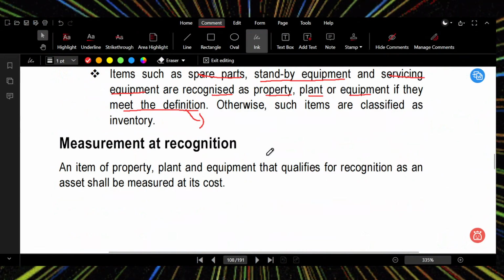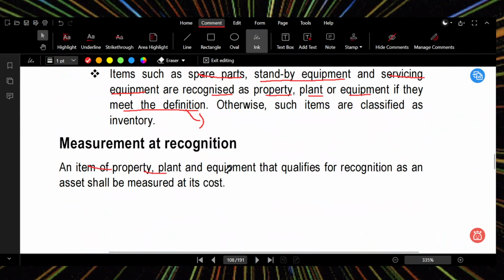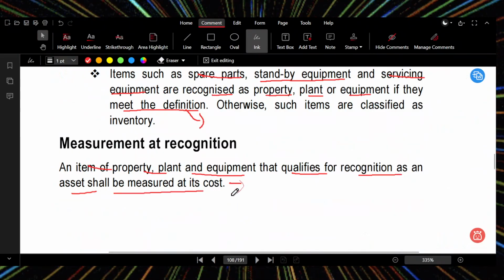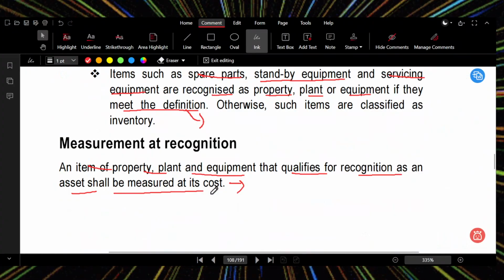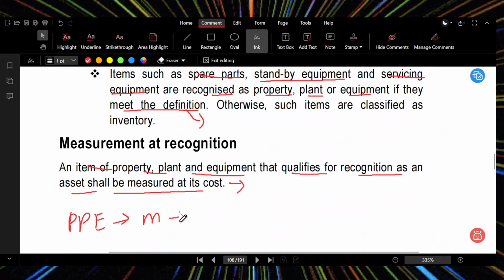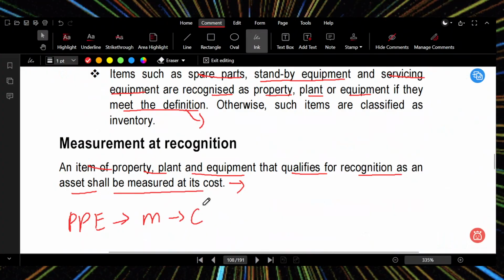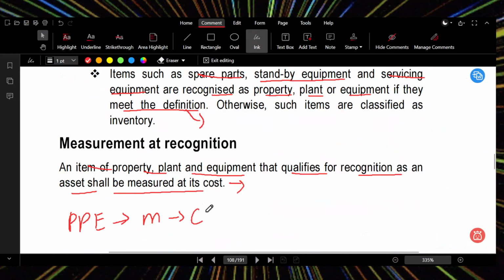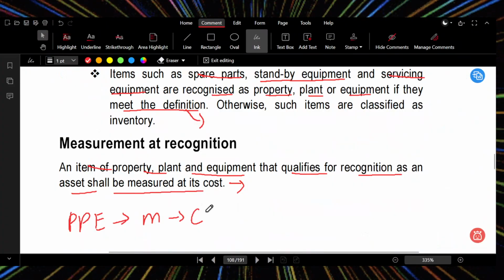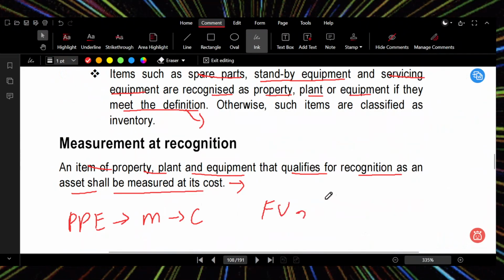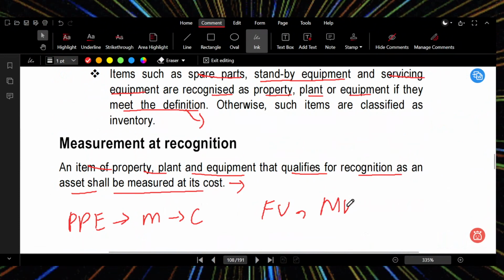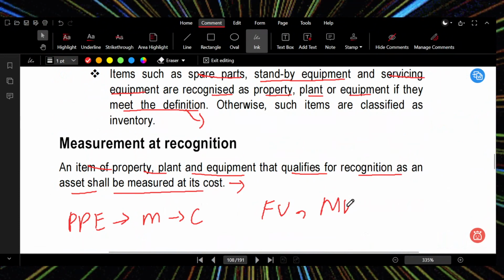Measurement at recognition. An item of property, plant, and equipment that qualifies for recognition as an asset shall be measured at cost. So the first point: whatever the property, plant, and equipment is, it should be measured at cost. What do you mean by measured at cost? What I incur to get that asset to its place, that is cost. I'm not talking about fair value measurement or market value. I'm just saying what I incur to get it here, that is my cost. That should be recognized as the asset value.